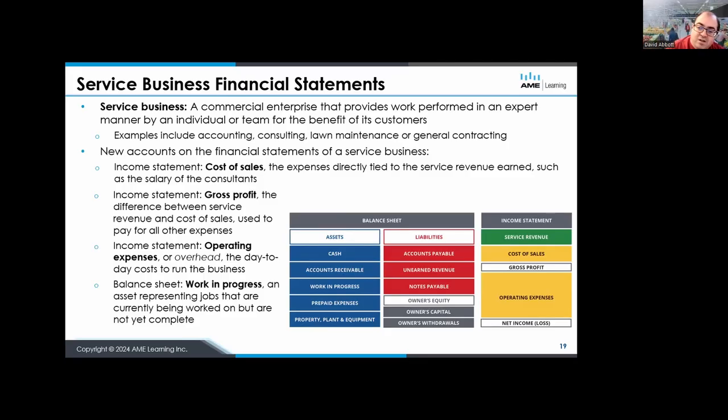Then on our balance sheet, we would have an account called work in progress. That's an asset that represents jobs that are currently being worked on but are not yet complete. We just keep it in there as an asset.